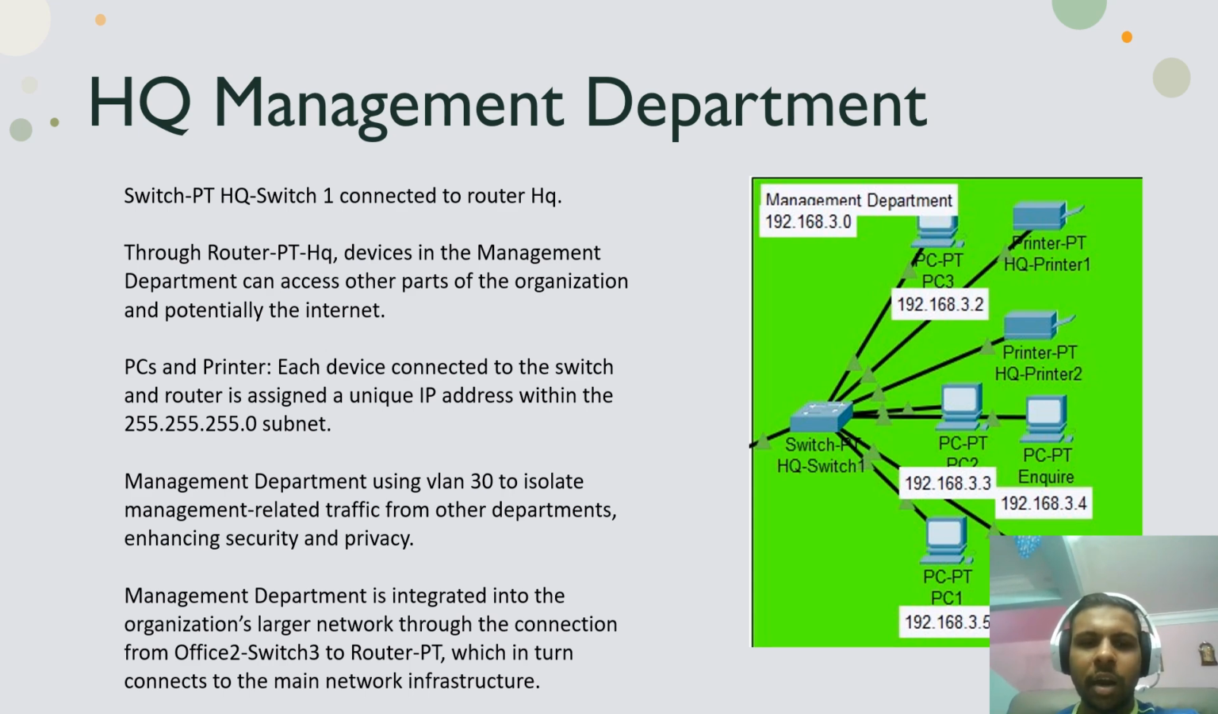The management department is integrated into the organization's larger network through the connection from the office switch to the router, which in turn connects to the main network infrastructure. So this switch, these end devices, and these printers are still connected to the server, DNS, and so on. Anybody in any department can still access the internet, but some of these documents or related IP addresses have been blocked using VLAN 30 for security and privacy concerns.